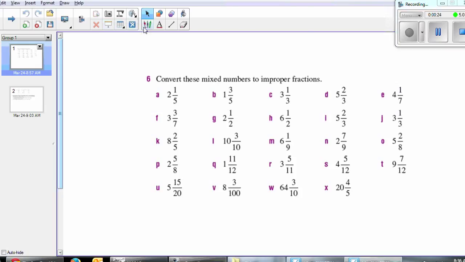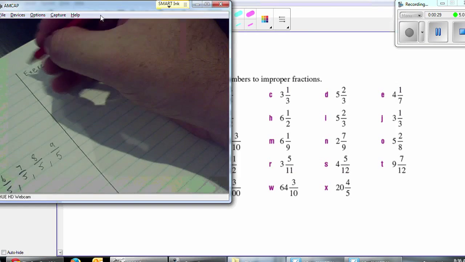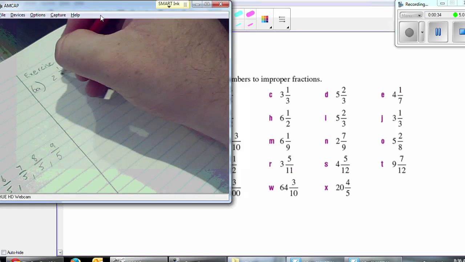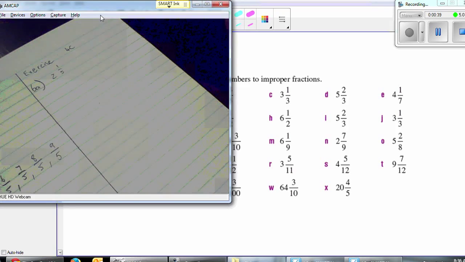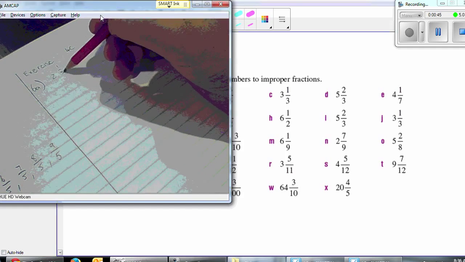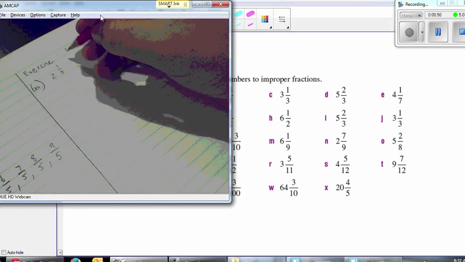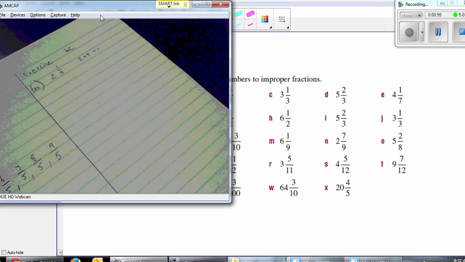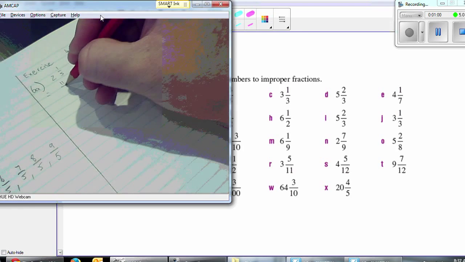Okay, so what we'll actually do is we'll write this one down in our book. 2 1/5. I think it was 6a. All right. Now, all you need to remember is this. When you're converting a mixed number to an improper fraction, you multiply the whole number by the denominator and then you add the numerator. Okay, so in this case, it becomes 2 times 5 plus 1. Okay, 2 times 5 is 10 plus 1 is 11. So your fraction ends up looking like this, 11 over 5.